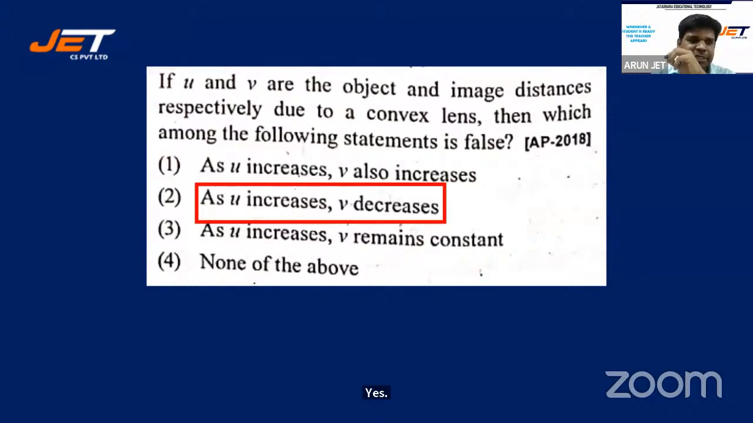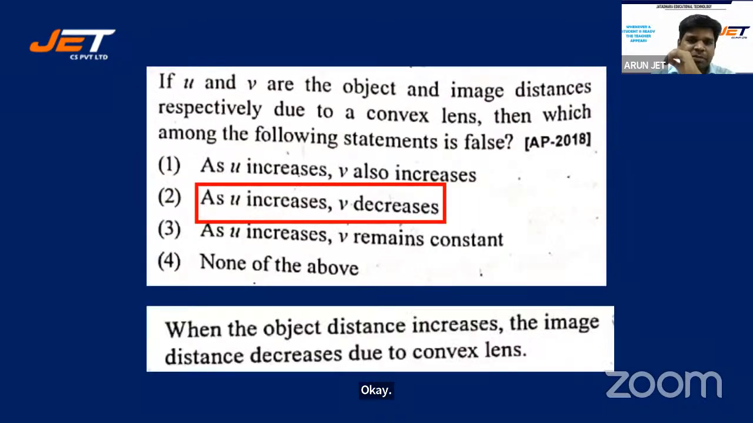All right. As u increases, v decreases. The right answer, students. Sharan, Gayatri, Hashini, Chaitanya, Shashank, Sandeep, Sharan. All right. Okay, there's a statement here. Object distance increases, image distance decreases due to convex lens. V is not remaining constant, right?